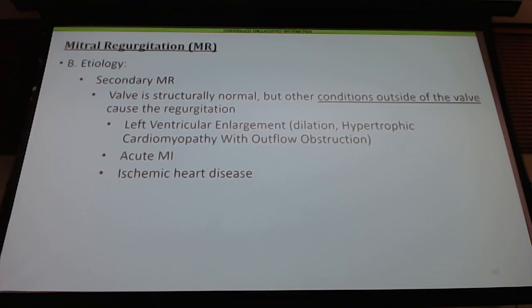Secondary causes would be things like left ventricular enlargement. So you're getting that growth of the left ventricle. It pulls those valve leaflets apart, and then you get that leaky valve. Acute myocardial infarction. This would be like your papillary muscle ruptures, right? And now you lose that integrity of the valve to stay closed.